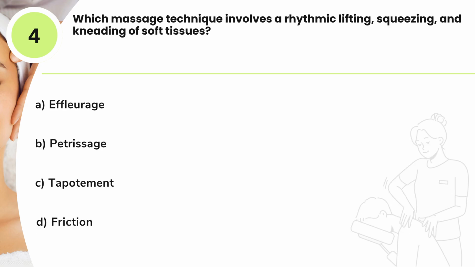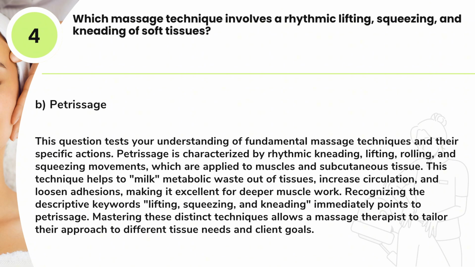Question 4. Which massage technique involves a rhythmic lifting, squeezing, and kneading of soft tissues? A. Effleurage. B. Petrissage. C. Tapotement. D. Friction. Answer: B. Petrissage. This question tests your understanding of fundamental massage techniques and their specific actions.